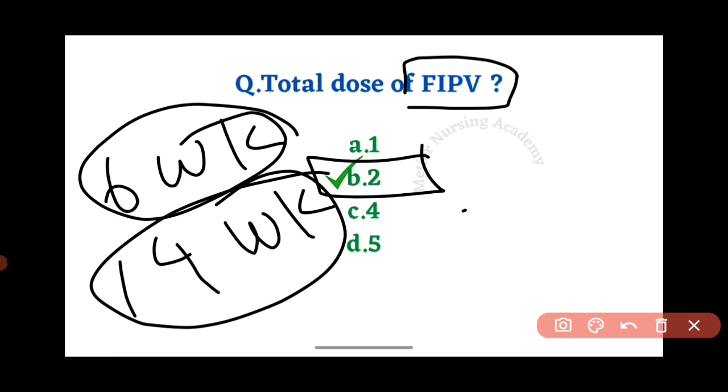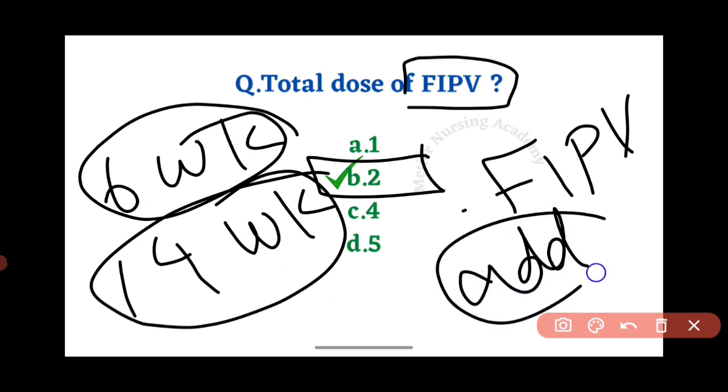One more doubt you will be getting: if we are giving oral polio vaccine, is it compulsory to give fIPV? See, fIPV is an additional dose. If you want, you can give it; otherwise, it is not required. It is an additional dose. Understand, guys? So on the whole, the total dose of fIPV is 2 doses that we give to the babies, in the 6th week and 14th week after the delivery of the baby.